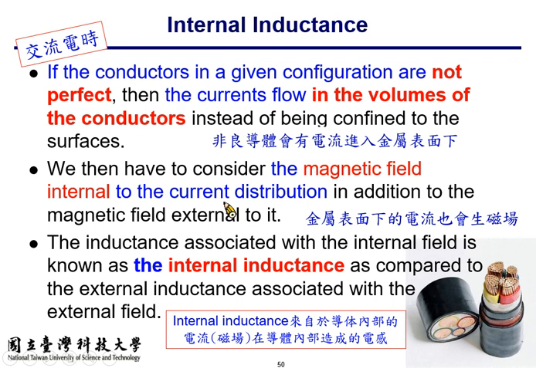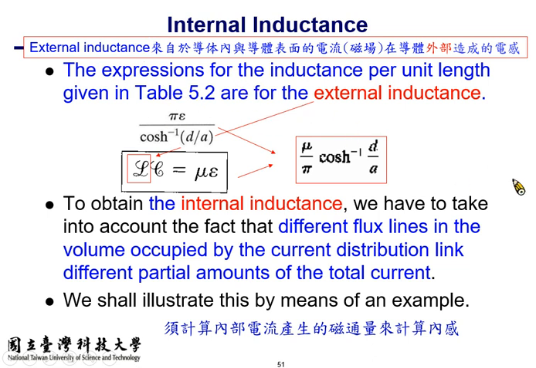So the so-called internal inductance is associated with the internal field, which is produced by currents underneath the surface of the conducting wire. The expression for this is the so-called external inductance per unit length, and it's expressed as the arc hypercosine of D over A. To obtain the internal inductance, we have to take into account the fact that different flux lines in the volume occupied by the current distribution link to different partial amounts of the total current.